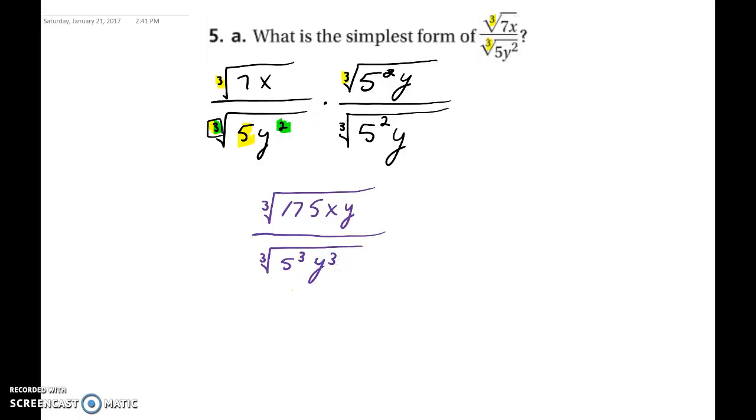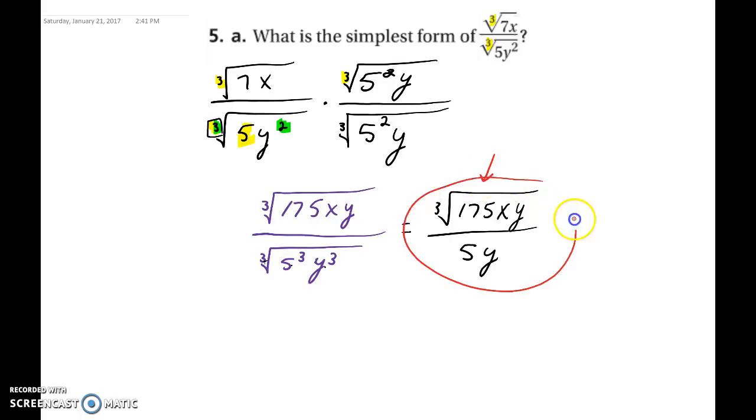All right, now we can simplify. So this will then give us the cubed root of 175xy, all over top of, well, the cubed root of 5 squared is 5. The cubed root of y cubed is y. Now, when you finish, you will look to see, can I simplify this cubed root of 175 in my numerator at all anymore? And if you can, you would still keep simplifying, but this is your final answer. You can't simplify anything more. All right, so this is called rationalizing our denominator.